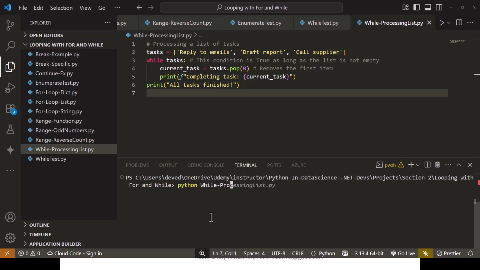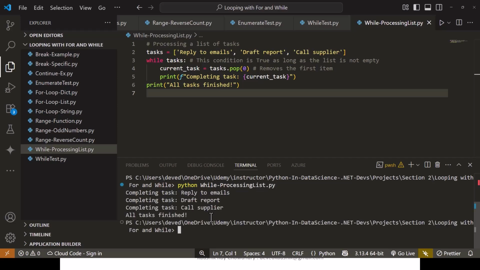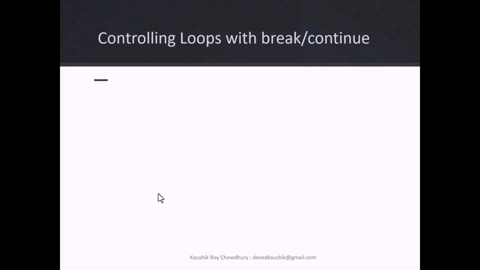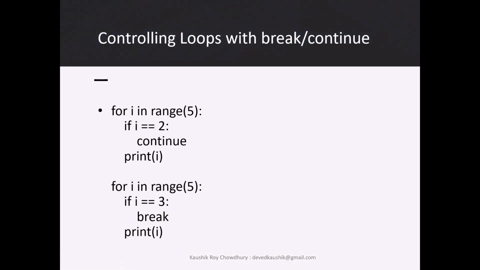While processing list.py, this is our expected result, and we got our expectations fulfilled through the output. All tasks finished. And the next in line is this is done. Controlling loops with break and continue.